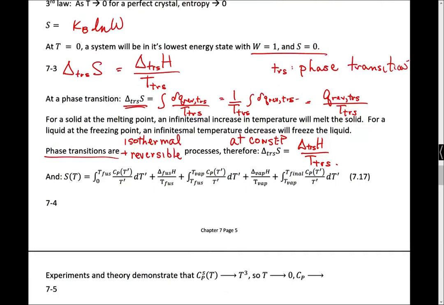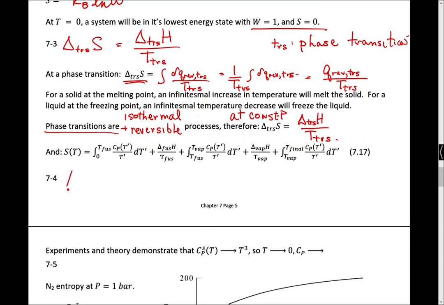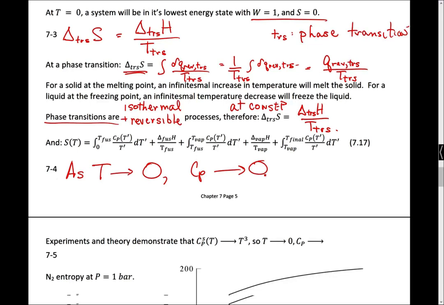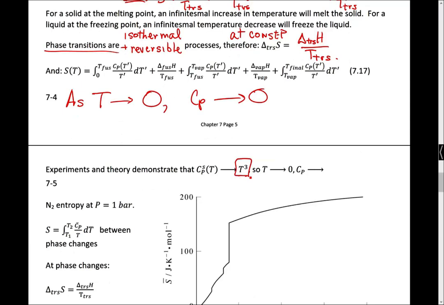Okay, section 7.4. This is just making a statement. As T approaches 0, heat capacity also approaches 0. Unfortunately, we don't have enough time to go into this in any depth. But we can say if we look at experiments and we look at theory, they both predict the same thing: heat capacity at low temperatures has a T cubed dependence. And so as T goes to 0, that tells me my heat capacity for the solid phase is going to be approaching 0 as well. Okay? All right, so in the next section, we're basically just going to apply some of this.